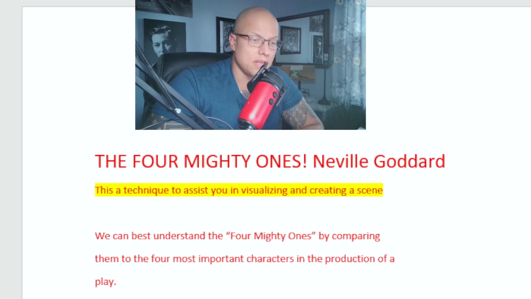This is out of Seed Time and Harvest from Neville Goddard. It's very powerful, so let's go ahead and jump right into it, guys. Right now, let's go. The 4 Mighty Ones by Neville Goddard from Seed Time and Harvest.